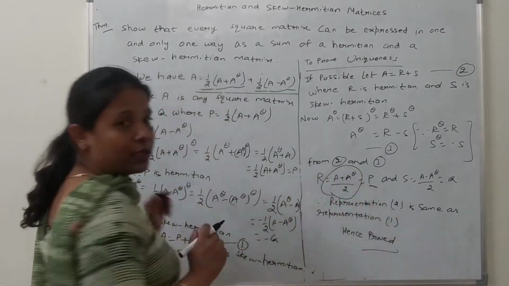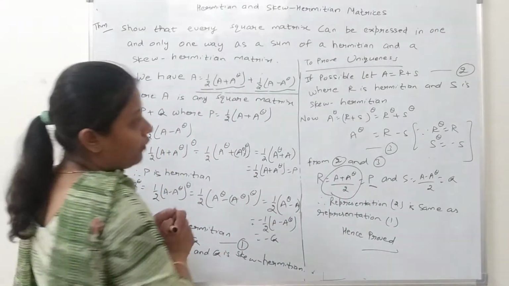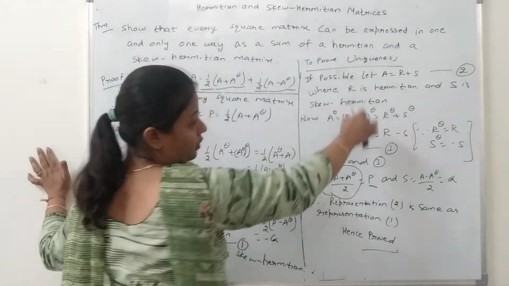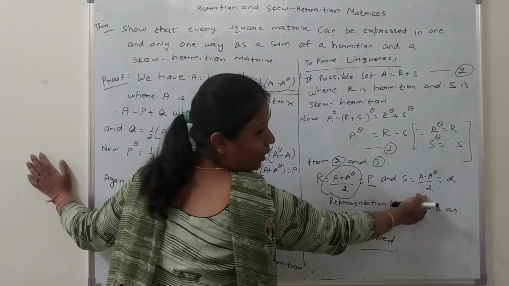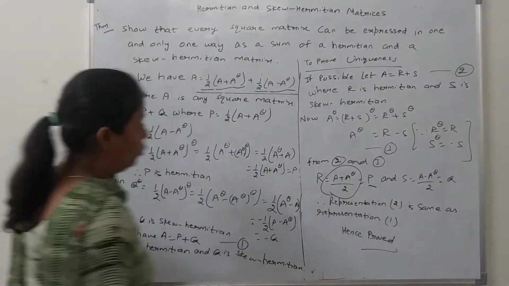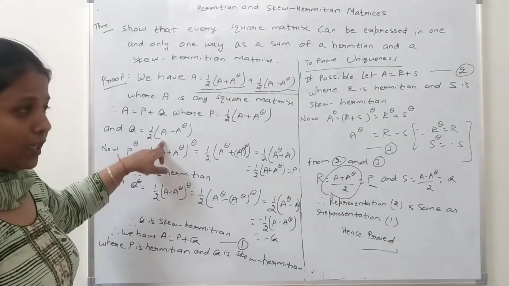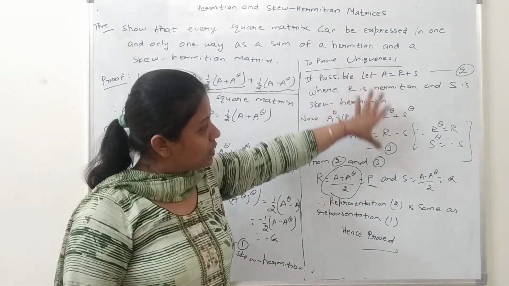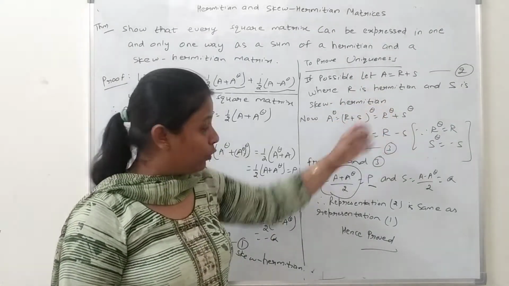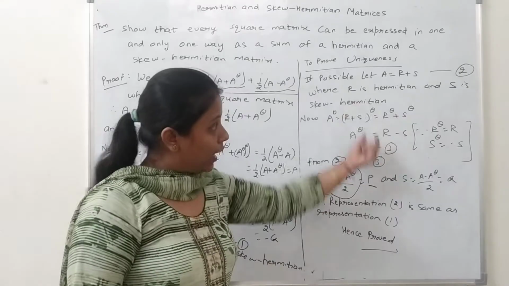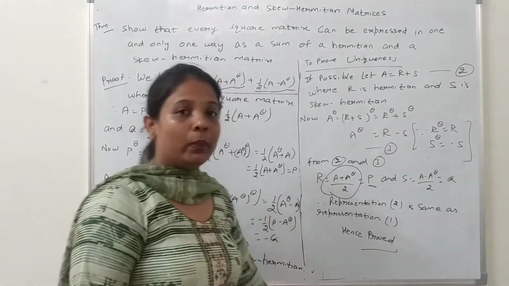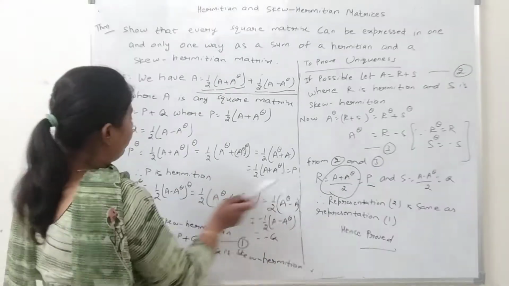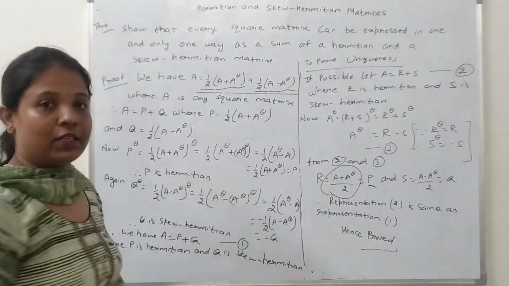So R is equal to P. When we subtract these two equations, A and A minus A theta, it will become S. A minus A theta by 2 is equal to Q, half A minus A theta. So when we add the second and third equations, we get R is equal to P, and when we subtract these two equations, we get S is equal to Q. So we have proved that R is equal to P and S is equal to Q.